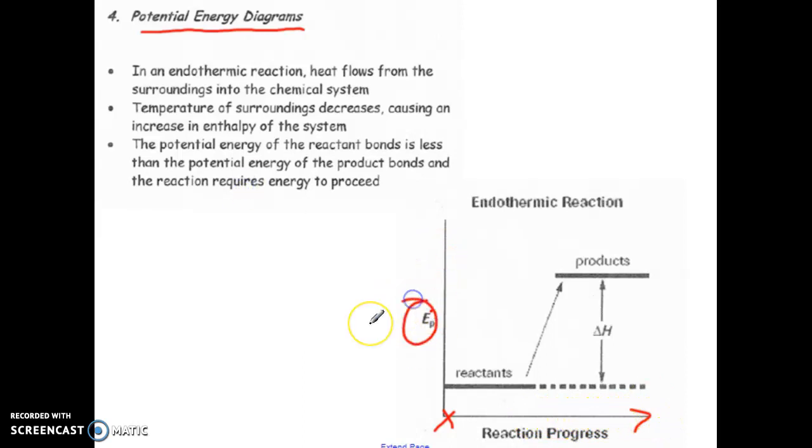And the y-axis is potential energy. So you have the potential energy of the reactants and the potential energy of the final products. The difference between those 2 points is what the delta H value is for that particular reaction.